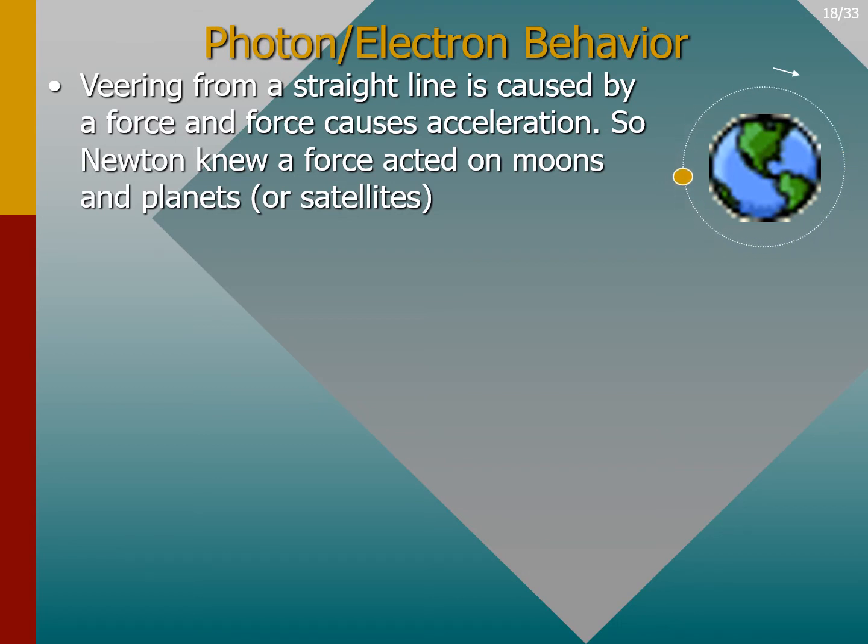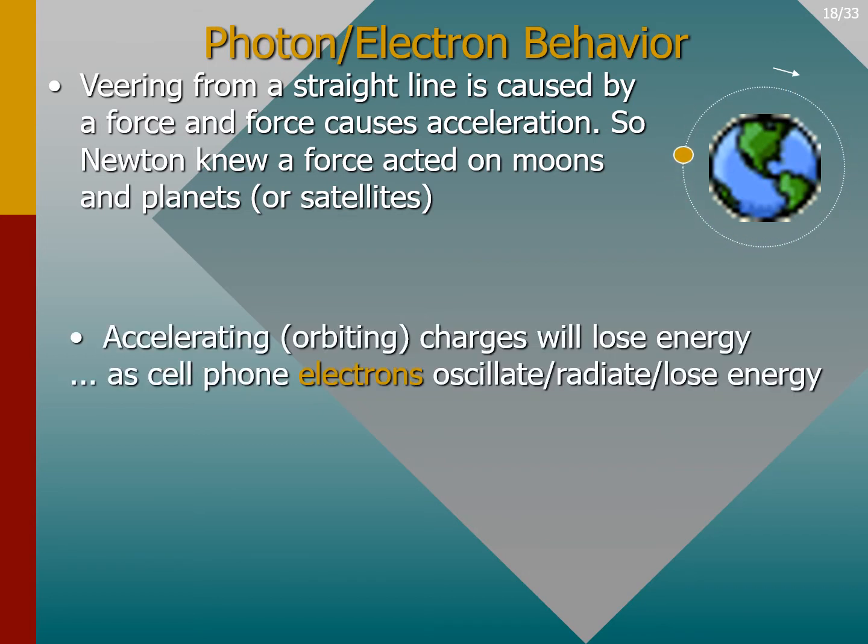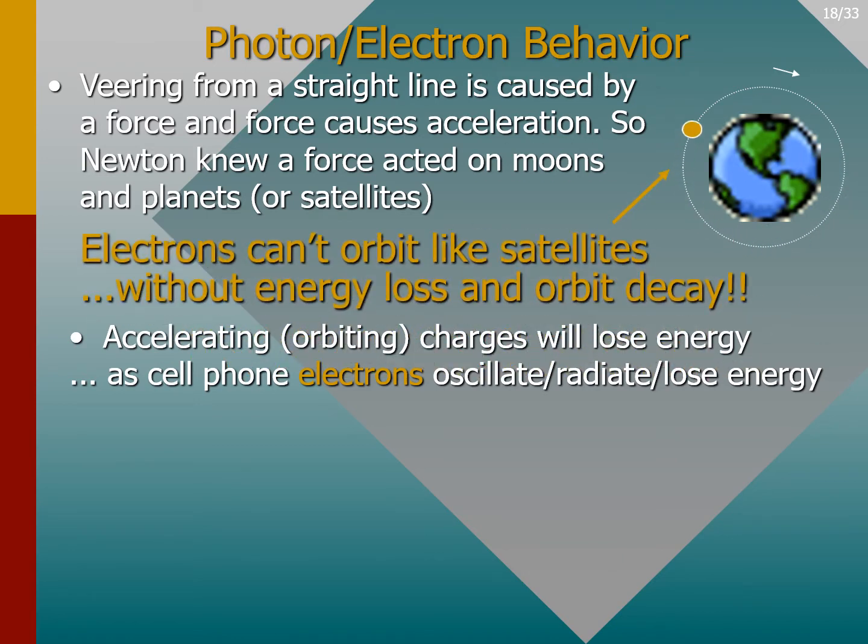Likewise, if an electron orbited around the nucleus, it would be undergoing constant acceleration. And when a negatively charged electron undergoes acceleration or deceleration, it loses energy, like at a cell phone antenna that's transmitting. So orbital electrons can't circulate in atomic orbits because the resulting acceleration would cause energy loss, and that, in turn, would cause the electron orbit to decay into the nucleus.